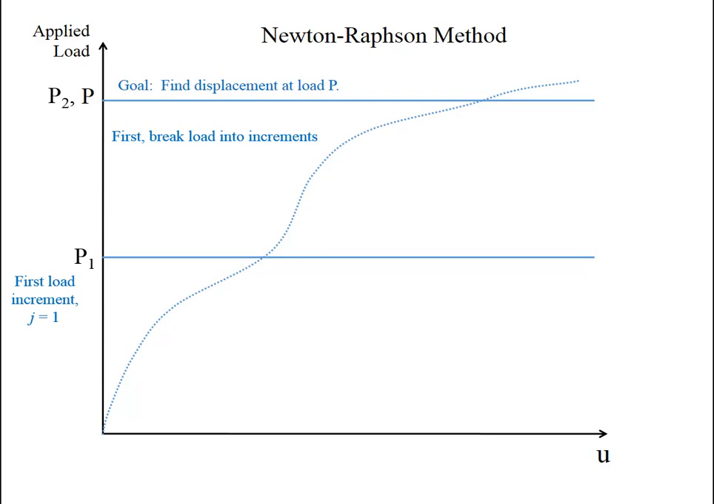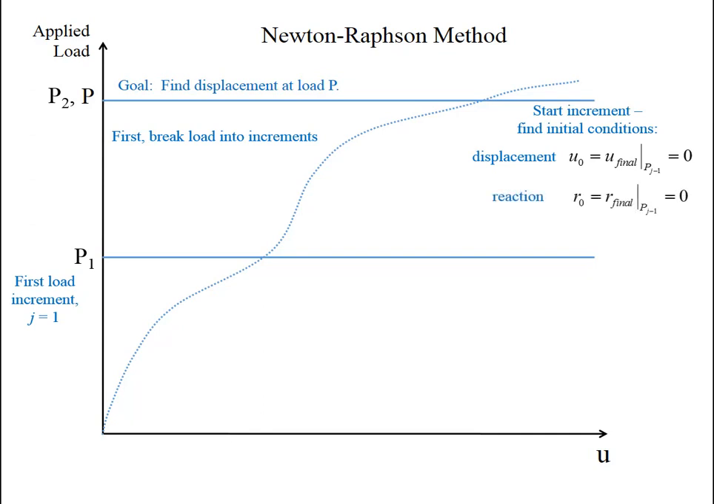The first load increment corresponds to a J of 1. And we start that increment by finding some initial conditions. So for load increment 1, what is our initial displacement? Well, it's 0. What is our initial reaction? That's also 0. And what is our load error? Well, it's the difference between the 0 reaction load and the expected applied load of P1. So in other words, it's just P1. So for iteration 1, in other words, we have I equal to 1. Remember, I is our incrementation variable.